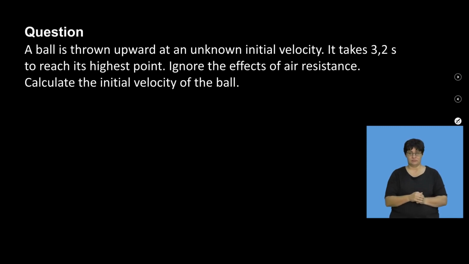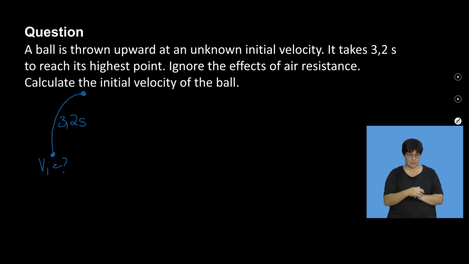Right. Let's draw a diagram. Here we have my object, the ball. It throws up, and it gets to here. What they tell me is I don't know initial velocity. They do tell me, though, that it takes 3.2 seconds to get to the top. We now need to sort out what are the implied pieces of information.